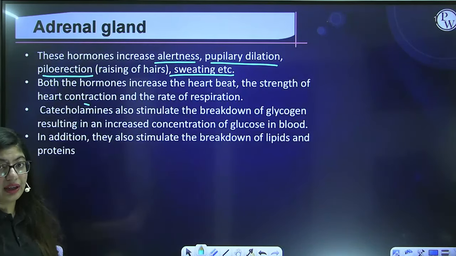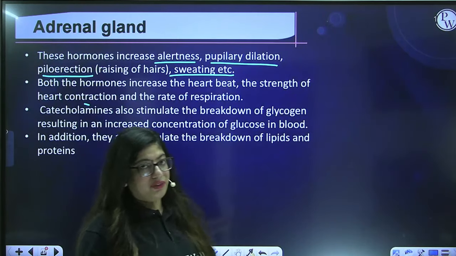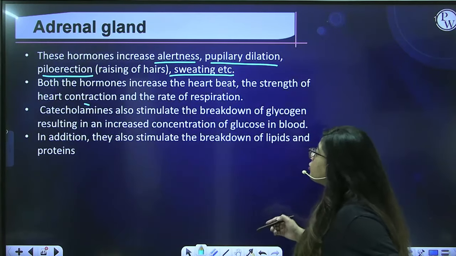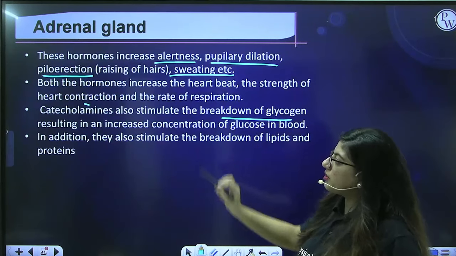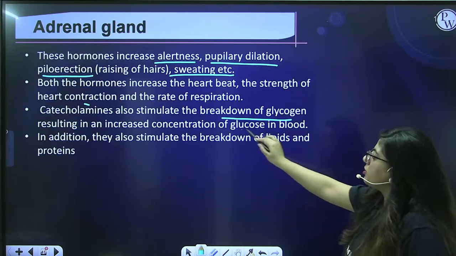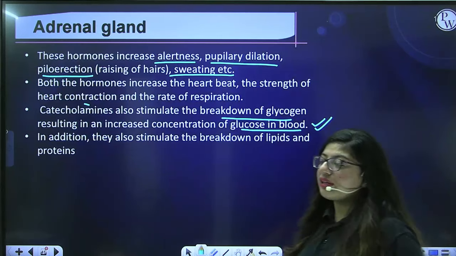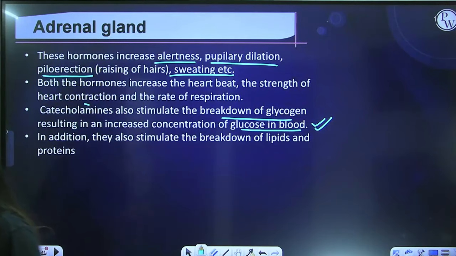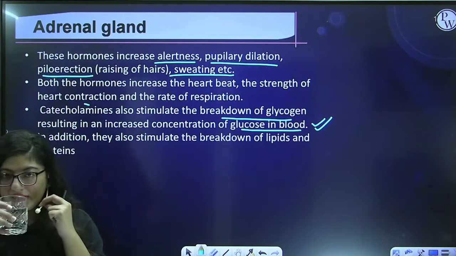Because you are running, what will happen? Your heart rate will increase. Catecholamines also stimulate the breakdown of glycogen, resulting in an increased concentration of glucose in blood. So this is the third hormone that increases blood sugar. So which are the hormones that increase blood sugar, guys?